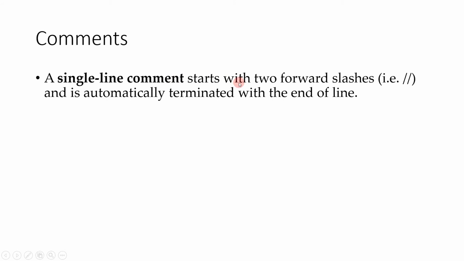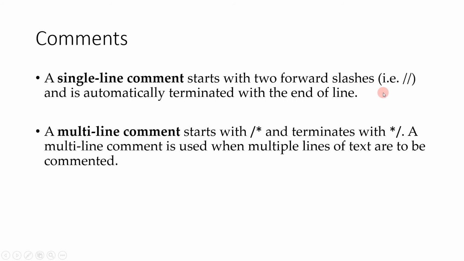And for a single line comment, what you need is two forward slashes. If you write like this, after those two slashes, whatever you write is a comment, and it is not executed by the compiler. And if you have multi-line comments, then you should start with slash star and end with star slash, so that in between these two, whatever you write is taken as a comment and it will not be executed.